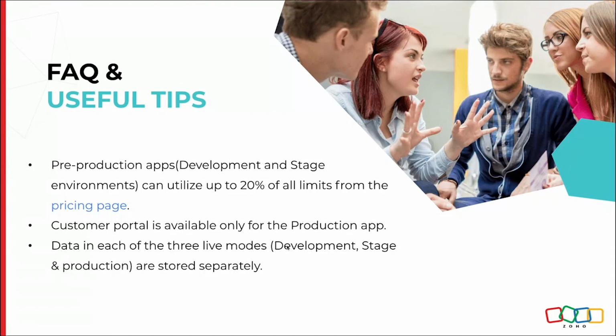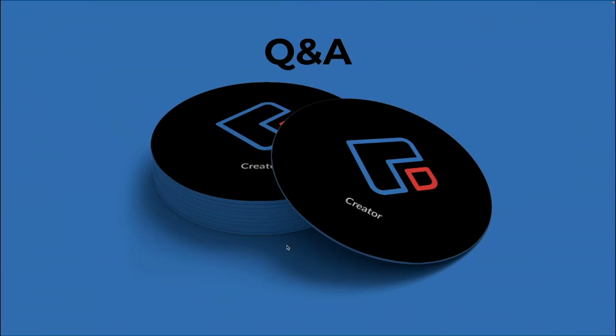However, if you are going to maintain the live data for the processes of the business, we would recommend you to add it only in the production version, because when you publish the changes from development to stage and stage to production, the data stored in the reports will not be migrated. Only the development changes will be migrated. So you must make sure that the data is maintained and stored separately in each mode. So that ends the FAQs.